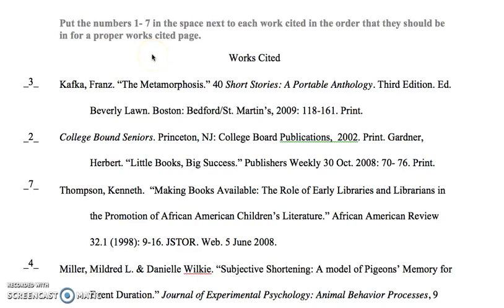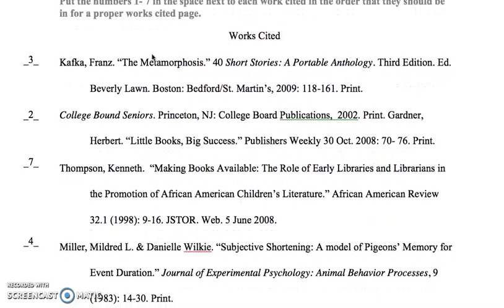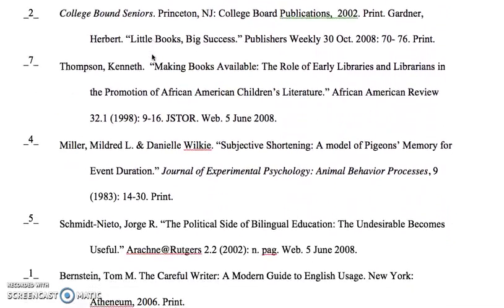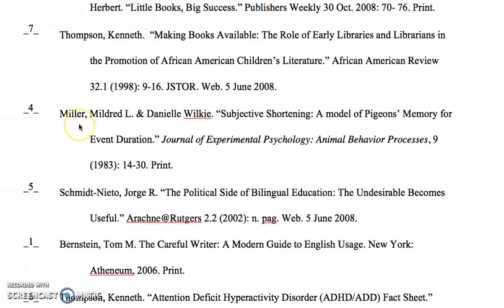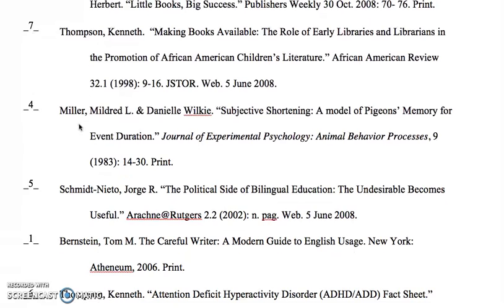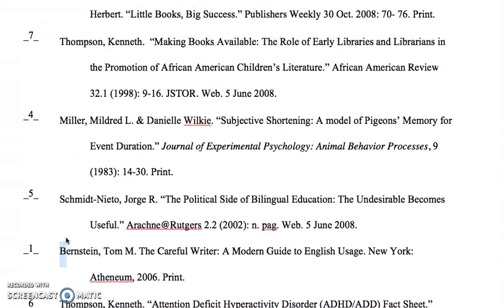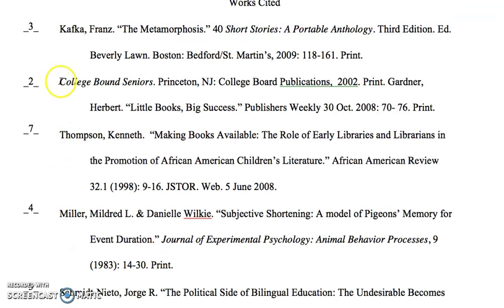All right, let's look at the answer key for the works cited order. So if we go here, you'll notice that number one is Bernstein. Why is that number one? Because all of these should be in alphabetical order. So we start with Bernstein, which is B, of course, and then number two would be college-bound seniors.